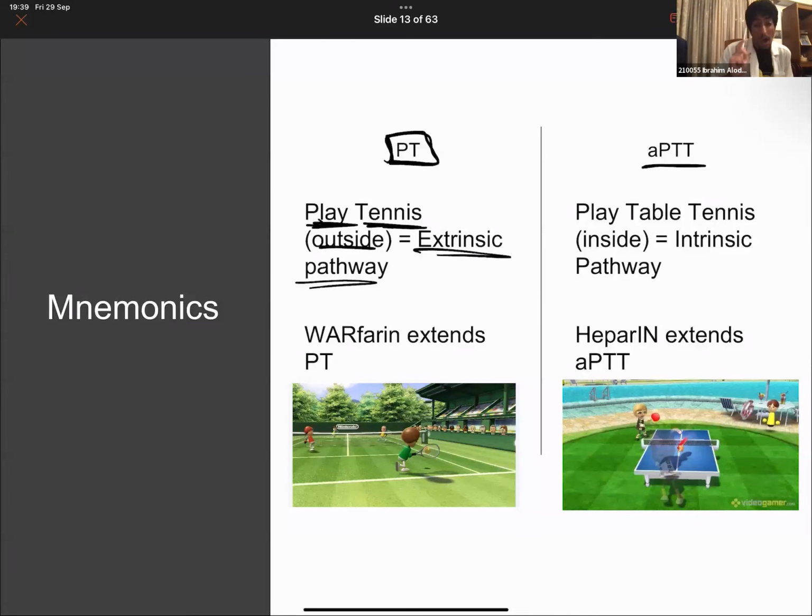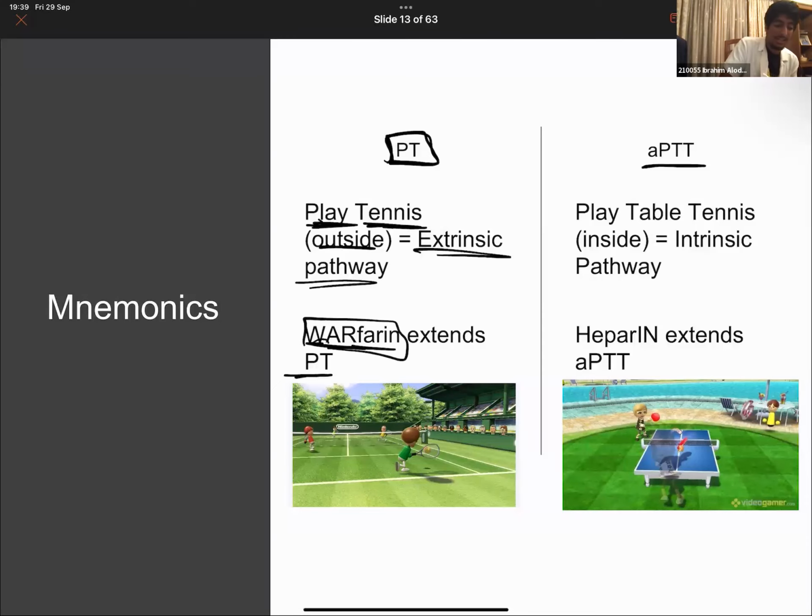Now, there is one drug that will extend PT that you should know at your level, and it's called warfarin. And the reason I capitalize the war is because wars are fought outside. So warfarin can extend PT. All right.